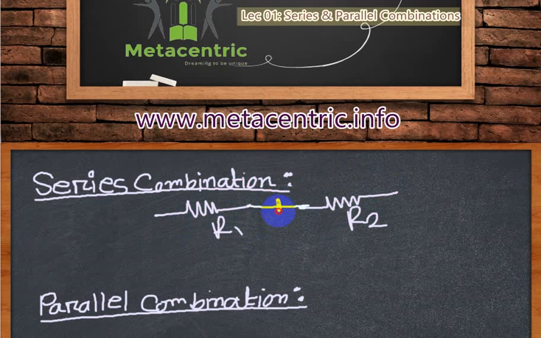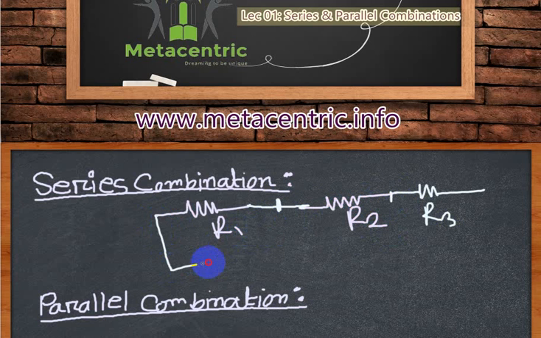So this is the common terminal or common point between R1 and R2. There can be more than two resistors like that, for example R3 or something like that. For two resistors, there is a common connecting point or common terminal. So this kind of combination is basically known as series combination.